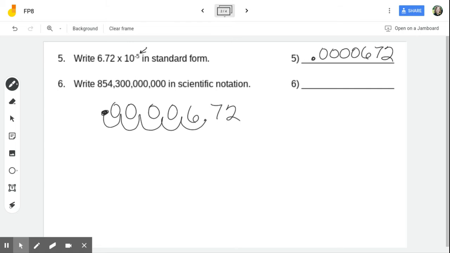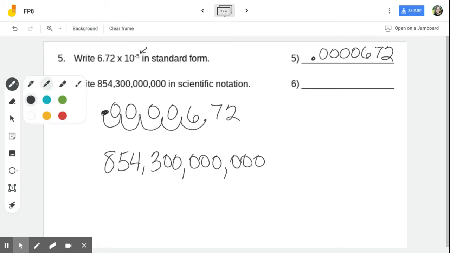And we need to take that number, and I'm going to rewrite it down here. 854,300,000,000. Let's see, what is that number? 1,000, a million, a billion, a trillion. 854,300,000,000,000. That's a lot. Okay, so we need to make that smaller.